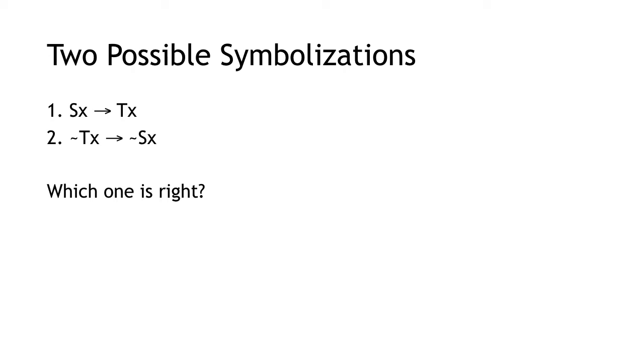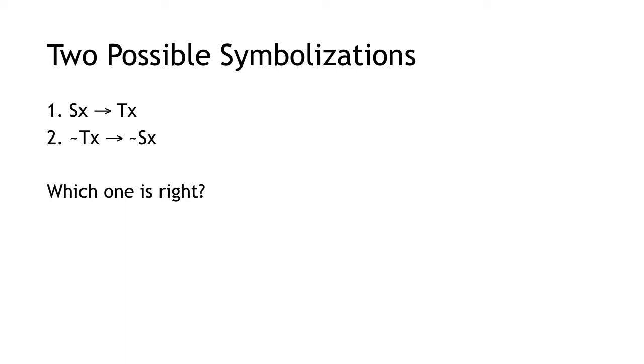Now, another way you might want to symbolize this is just to say not Tx, arrow, not Sx, right? If you're not at least 3 feet 8 inches tall, then you can't ride Space Mountain. And honestly, even though the original statement doesn't have any nots in it, I think 2 is probably the most intuitive way to get at this, right? What the statement is saying, if you don't satisfy this one condition, you are not at least this tall, you can't ride the ride, right?